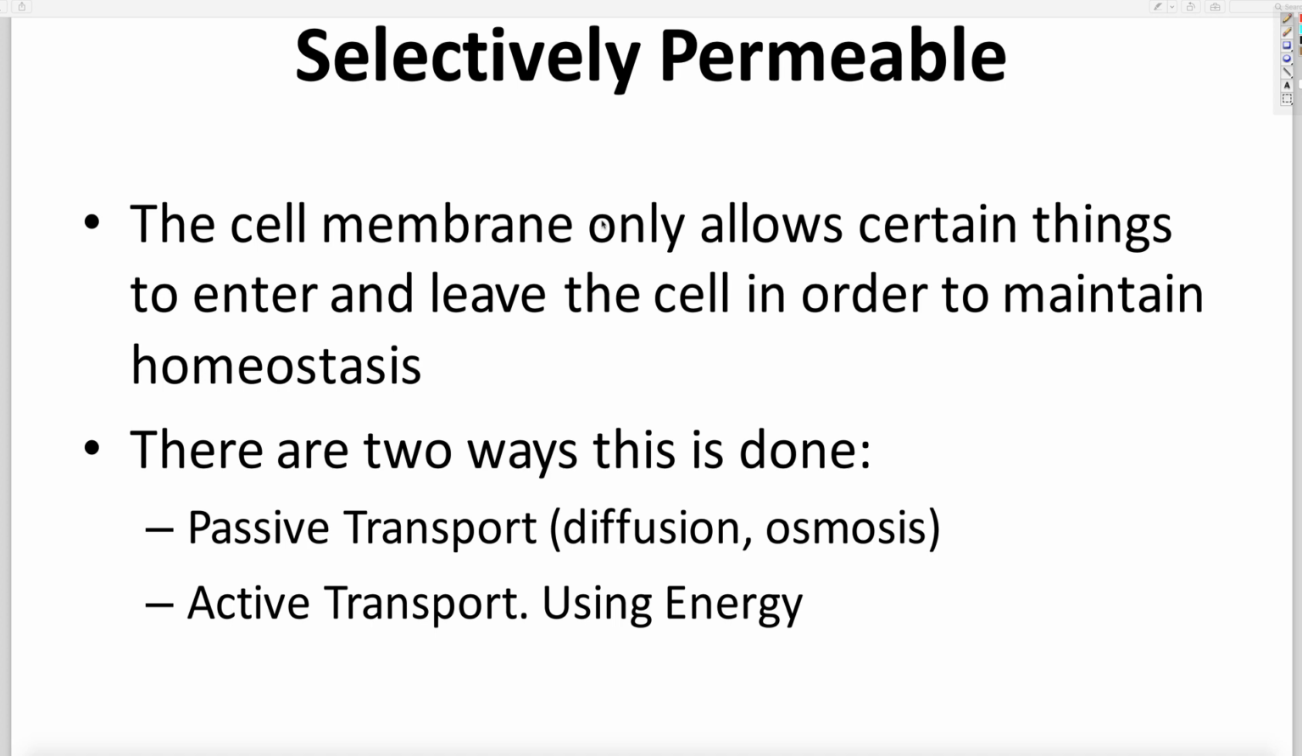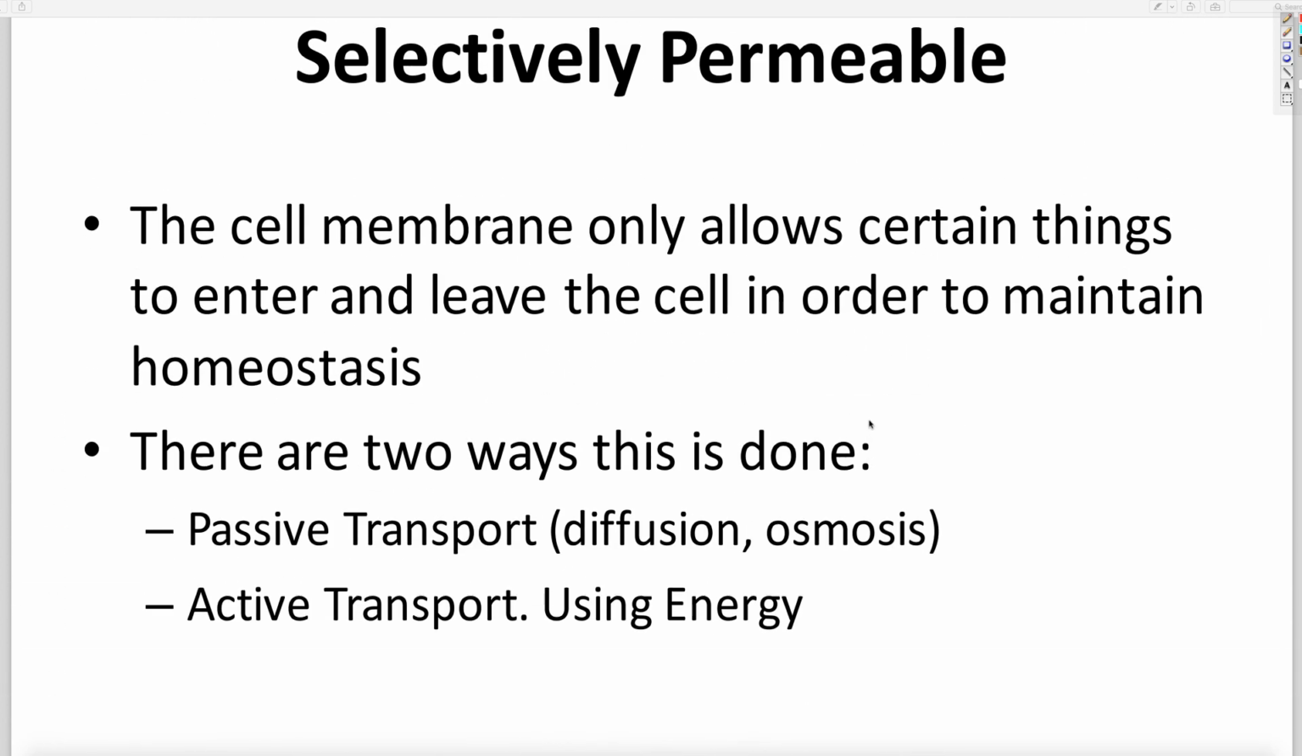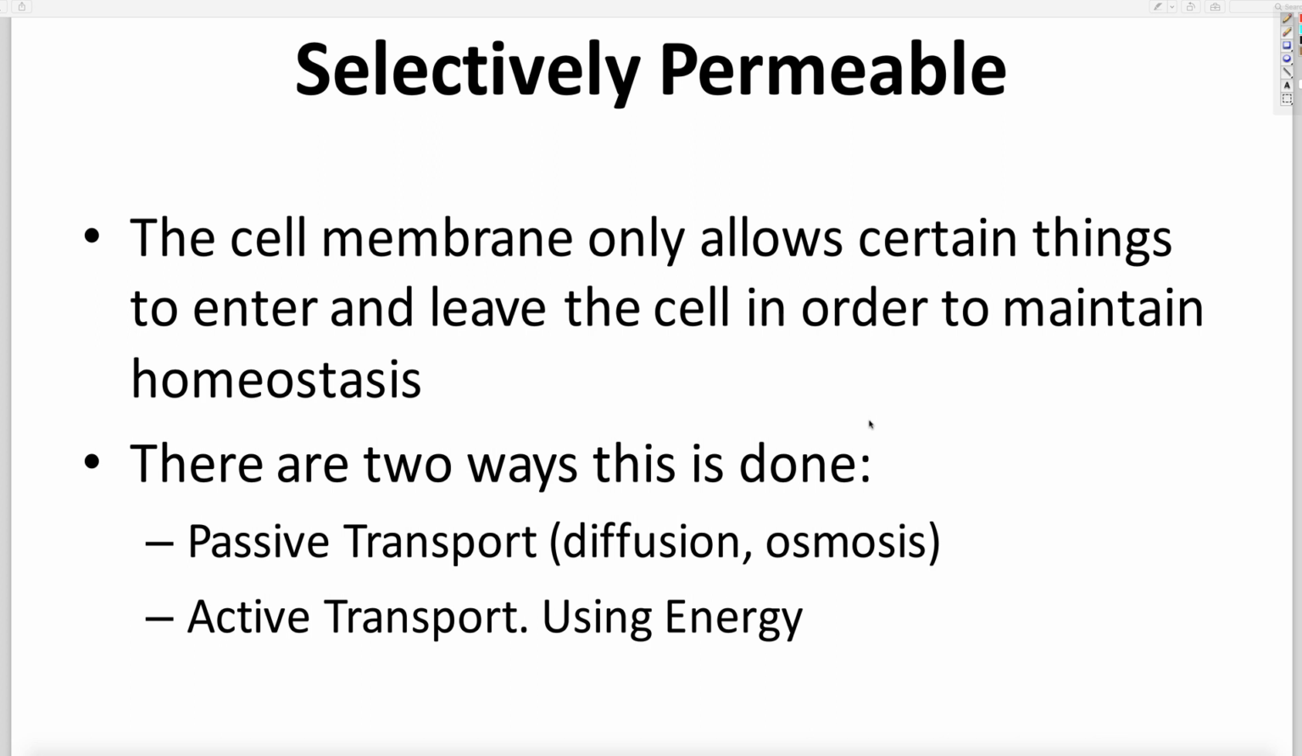Okay, selectively permeable. So we have the cell. How do we determine what goes into a cell and what doesn't? By something called selectively permeable. The membrane decides what comes in and what doesn't come in. There are two ways that something could get into a cell. One is by force, and the other is to let it happen naturally.